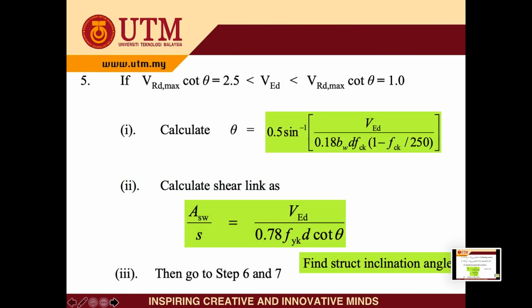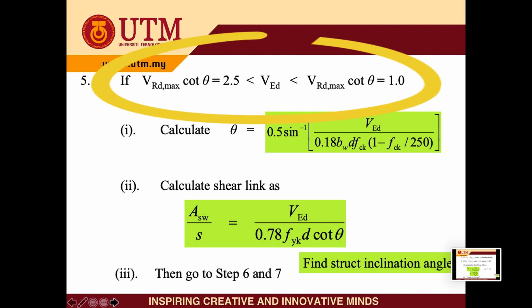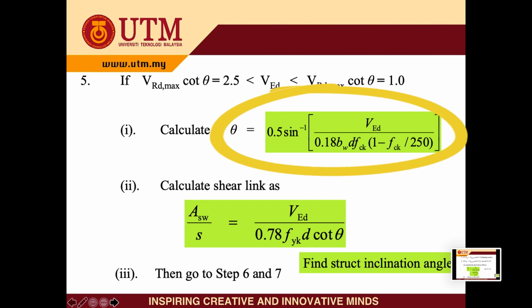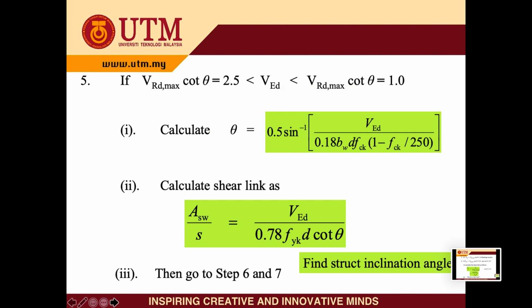For step 5, this is the case where your shear force from the analysis is in between the value of VRD max at cot theta 22 degrees and less than VRD max when theta is 45 degrees. So in this case, we need to find the actual theta using the equation given, followed by the S, or spacing, of the vertical link that we require. And the last step, we also need to calculate or find the minimum link.